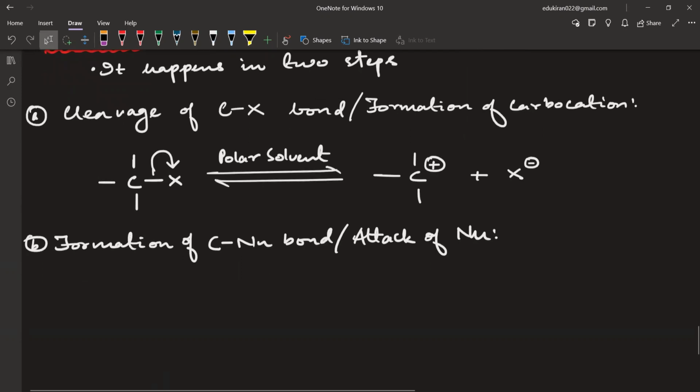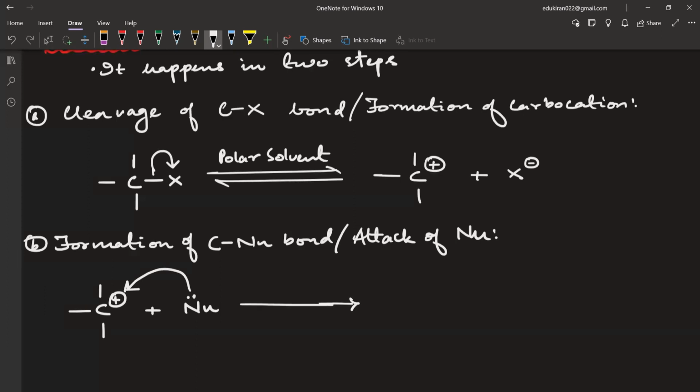So here what will happen? Carbon with a positive charge, and you will have a nucleophile. This nucleophile will obviously have a lone pair. It attacks this carbocation and forms a carbon-nucleophile bond. This is going to be fast, and the above one is obviously reversible, hence it is slow.